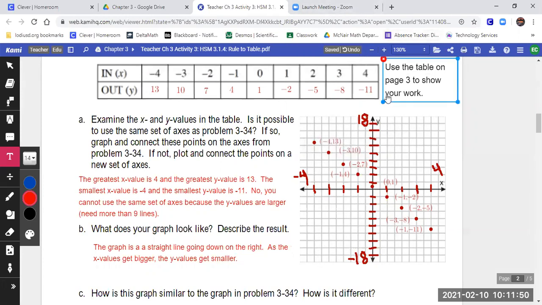Done or not, turn it in. Hit turn in. Done or not, hit turn in.